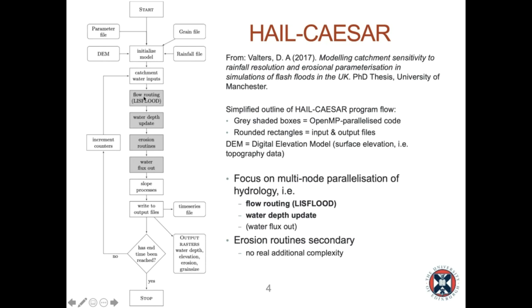And the core hydrological part of the algorithm is the routing of the water flow, which takes place both on surface and subsurface, and takes into account things like vegetation and moisture aspects, retention aspects of the soil. So that's where the parameters of the model really play their role. Then the water depth over the terrain is updated.